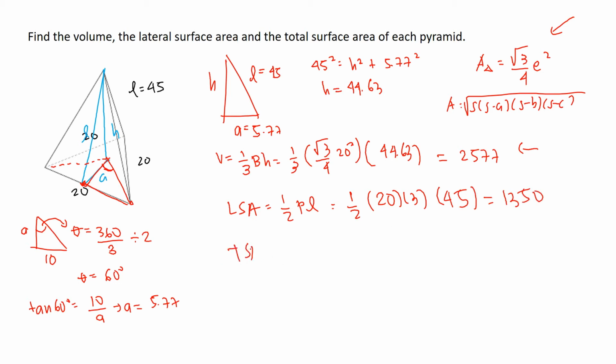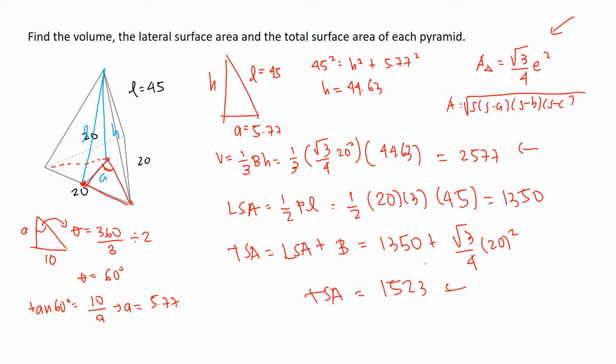And last but not the least, we have the total surface area, which is just the lateral surface area plus the area of the base. So, how much is it, class? That is 1,350 plus the area of the base. Again, it's just an equilateral triangle: square root of 3 over 4, 20 squared. How much is the total surface area? 1523. That is your answer. So, that's it for pyramids, class. Okay?